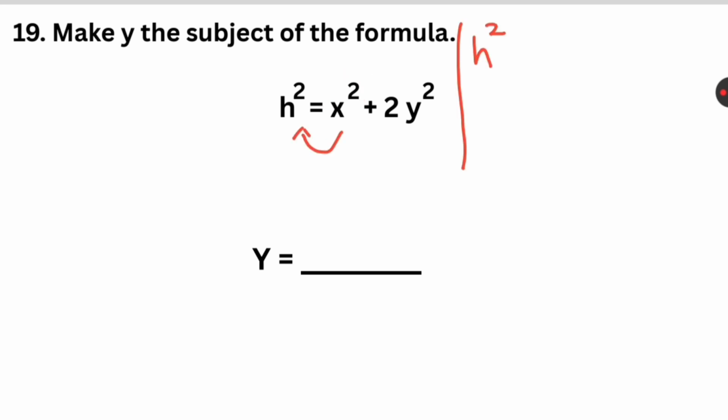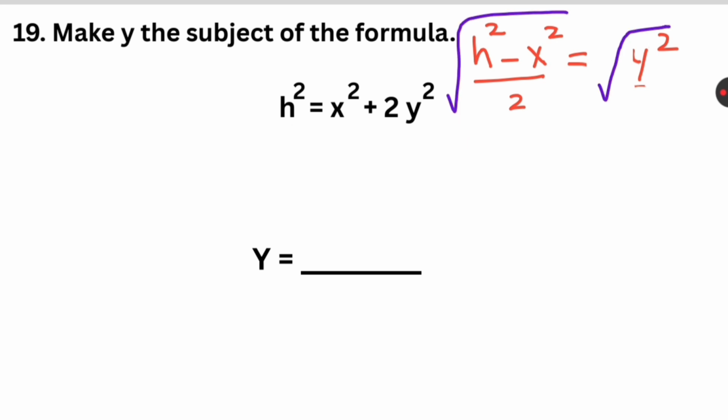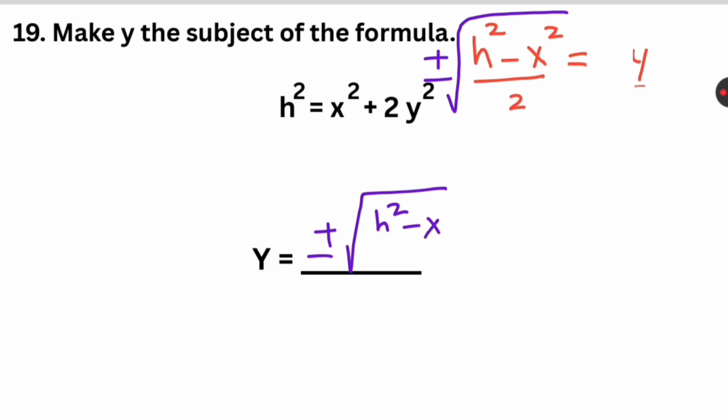If we send x² to the left hand side, it becomes minus x². So what are we left with? We are left with 2y². Here we have a multiplication by 2, so to get rid of that, we divide both sides by 2. Then we are left with only y². We need to get rid of this power 2. How? Take the square root on both sides. Here the square and square root cancel, so we are left with only y. Since we removed the square, we need to add plus or minus. y equals plus or minus the square root of (h² minus x²) divided by 2. Let's go to the next one.